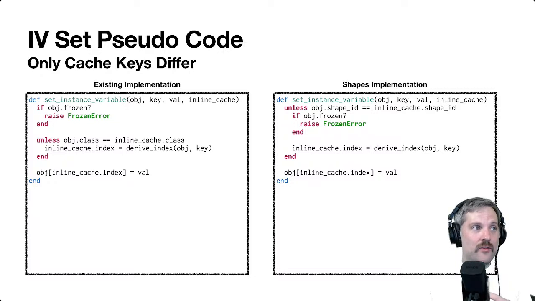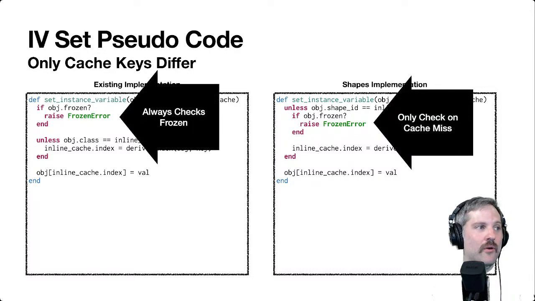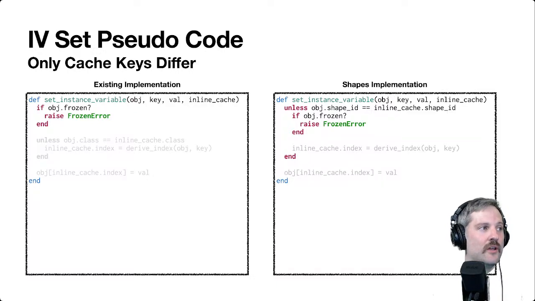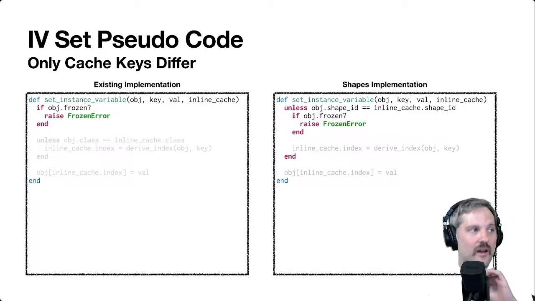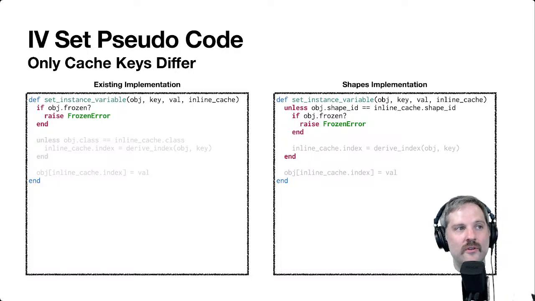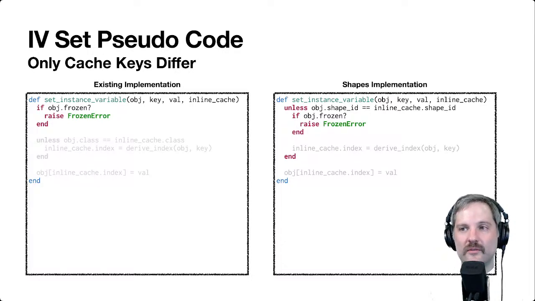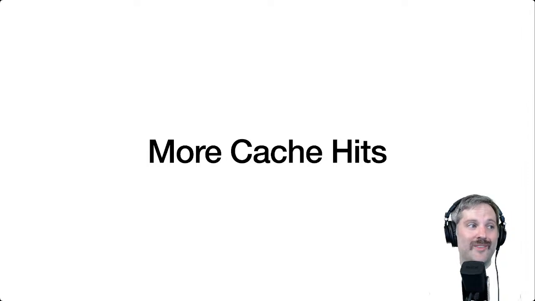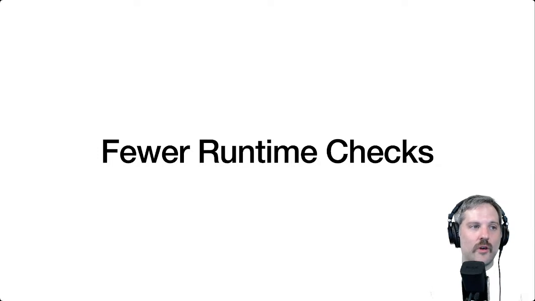So we can change the code to look like this. In the current implementation, every single time we set an instance variable, we have to check, is this thing frozen? Whereas with the shape implementation, we only have to do it on a cache miss. So the current implementation always checks for frozen, whereas a shape implementation only needs to do it on a cache miss. So I've highlighted the code here. Again, you can see at the top there, we're always checking frozen versus a shape implementation where we only need to do it on a miss. So with the shapes implementation, we're able to get more cache hits and fewer runtime checks.